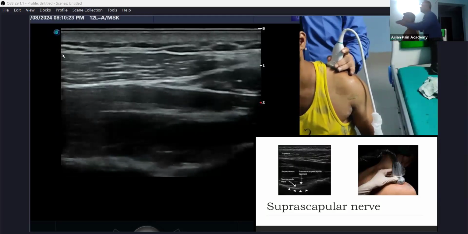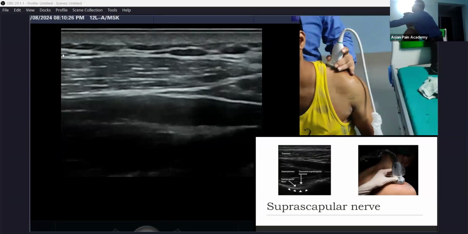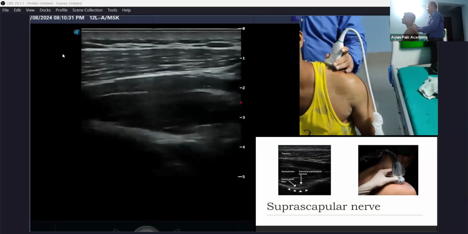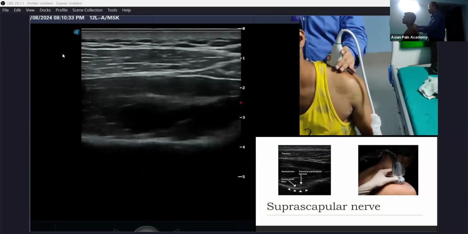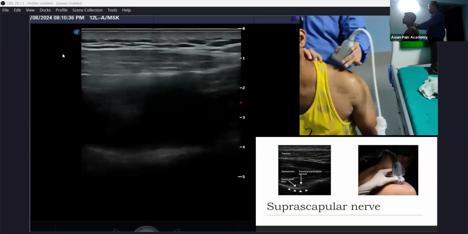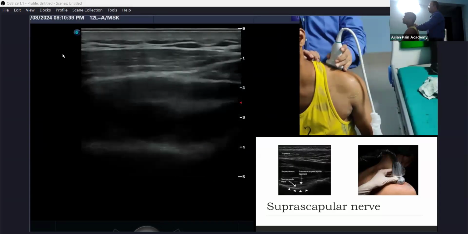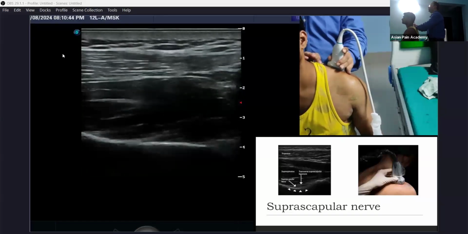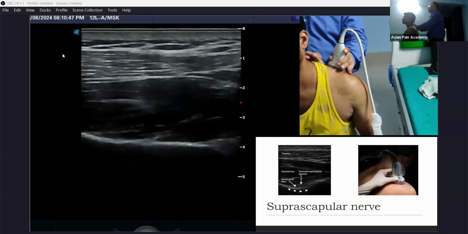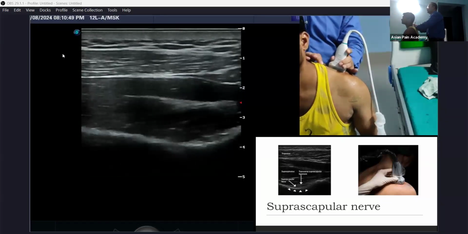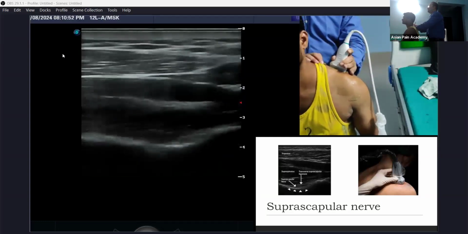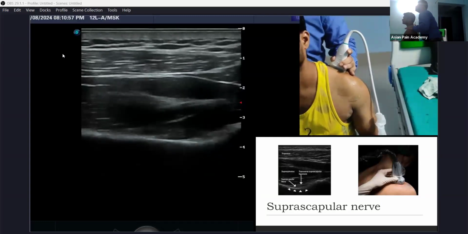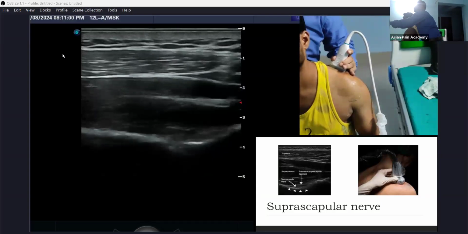Now the last thing is the suprascapular nerve in the supraspinatus fossa. I will increase the depth a bit. Now two muscles we can see. This is how I put the probe. If I put the probe directed a bit backward, then I will see only the bone of the scapula, the supraspinatus fossa. But if I tilt it a bit like this, I will see some vessels and a gap. These vessels and gap are the suprascapular artery.